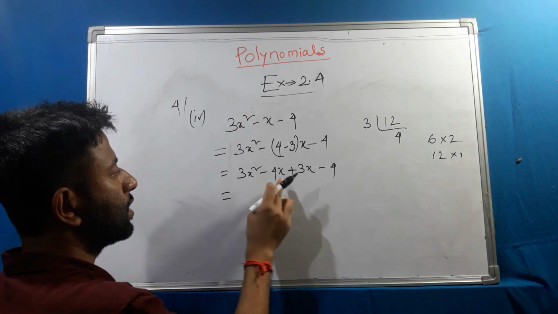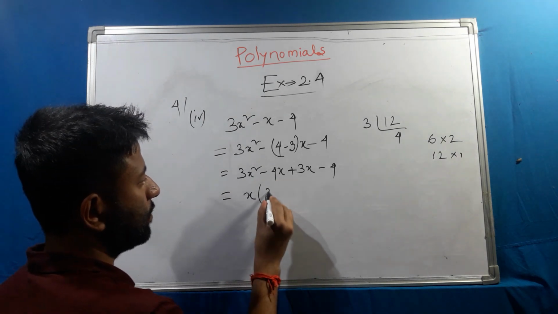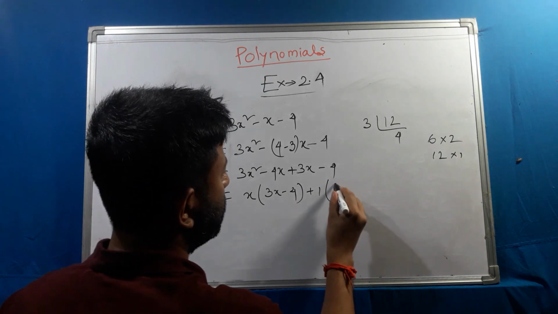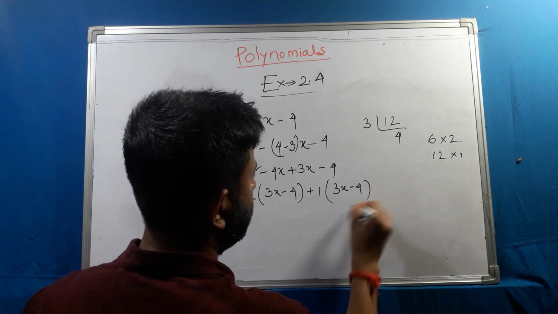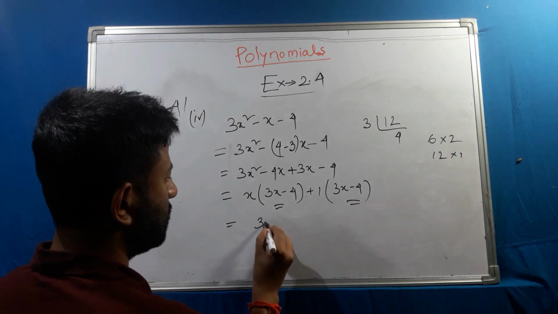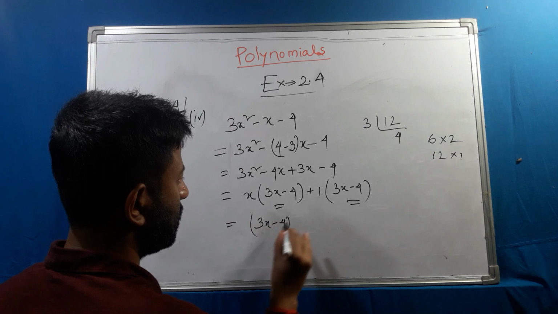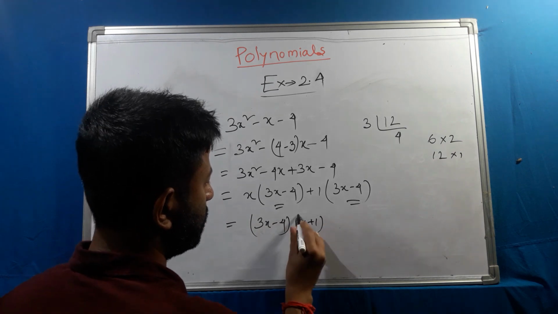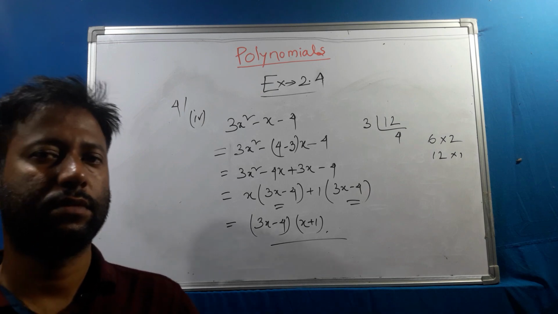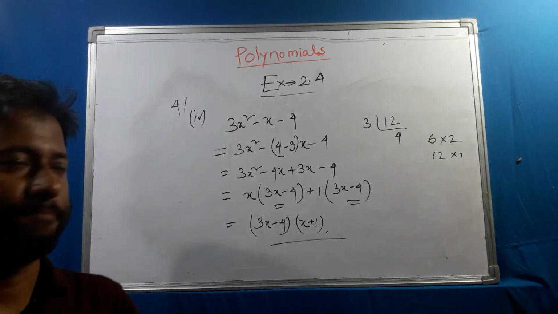Here, what can I get common? x I can get common. This is coming 3x minus 4. And from here, 1 common is coming, 3x minus 4. So the common term is 3x minus 4, and the other factor is x plus 1. So in this way I can factorize this polynomial equation. Okay.